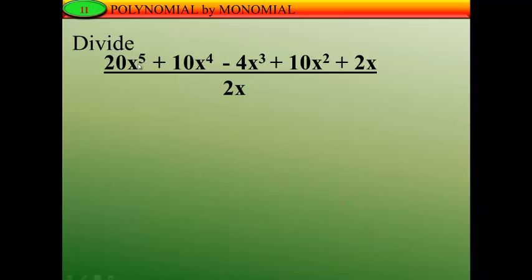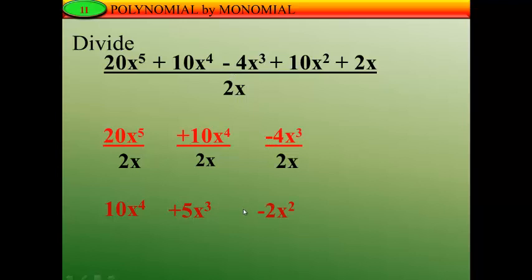Our first step is to separate our numerator. So 20x⁵ divided by 2x will give us 10x⁴. Next, positive 10x⁴ divided by 2x will give us positive 5x cubed. Negative 4x cubed divided by 2x, so we will get negative 2x squared. 10x squared divided by 2x: 10 divided by 2 is 5, x squared divided by x is x, so we have 5x.